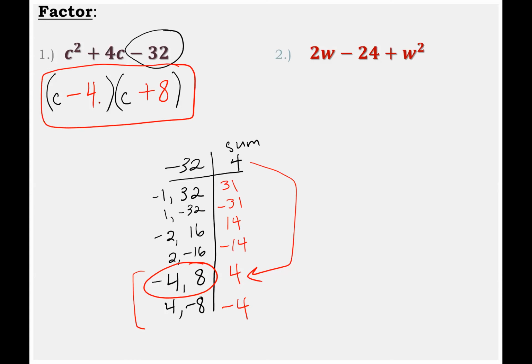Again, those two numbers have a product of -32. They multiply to -32. And when I FOIL, my outside and inside terms need to have a sum of 4. So let's check it. Again, we can check by distributing. So c squared plus 8c minus 4c and minus 32. So that's my FOIL checking right there. Here's my middle terms. 8 minus 4 is +4.